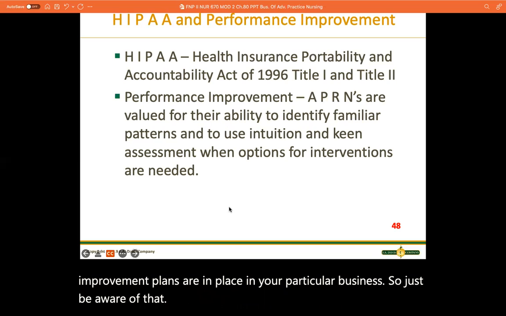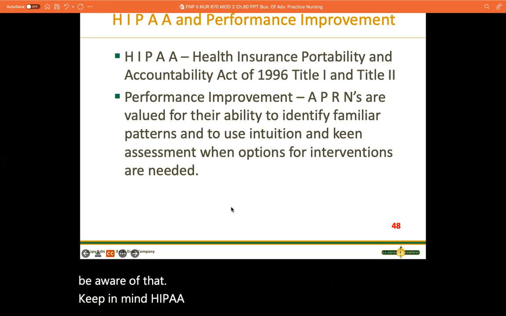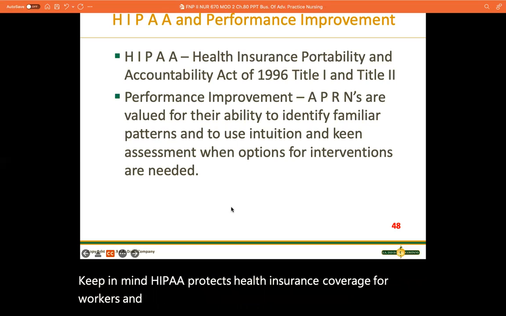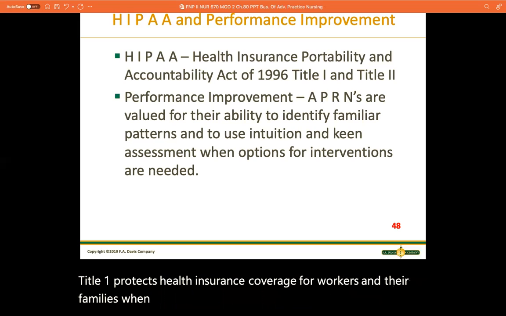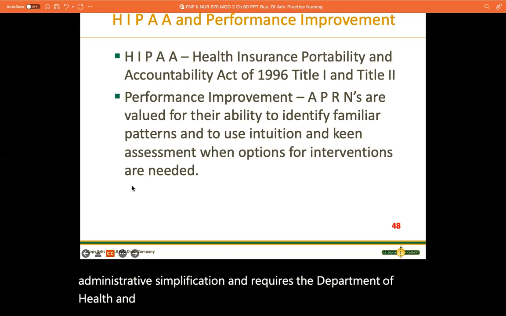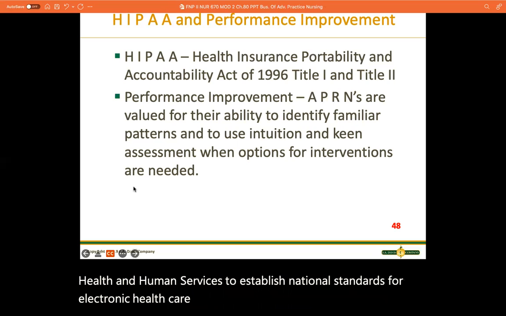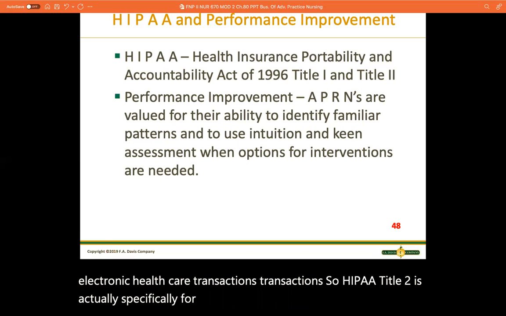Keep in mind, HIPAA Title I protects health insurance coverage for workers and their families when they change or lose jobs. HIPAA Title II addresses administrative simplification and requires the Department of Health and Human Services to establish national standards for electronic healthcare transactions. So HIPAA Title II is actually specifically for the security and privacy of health data.